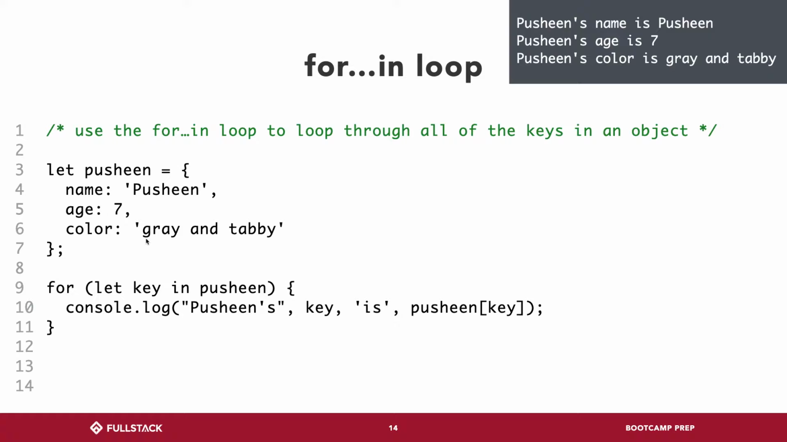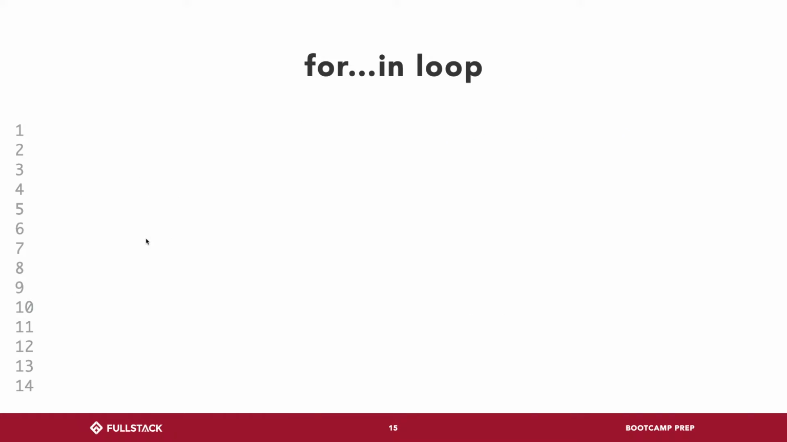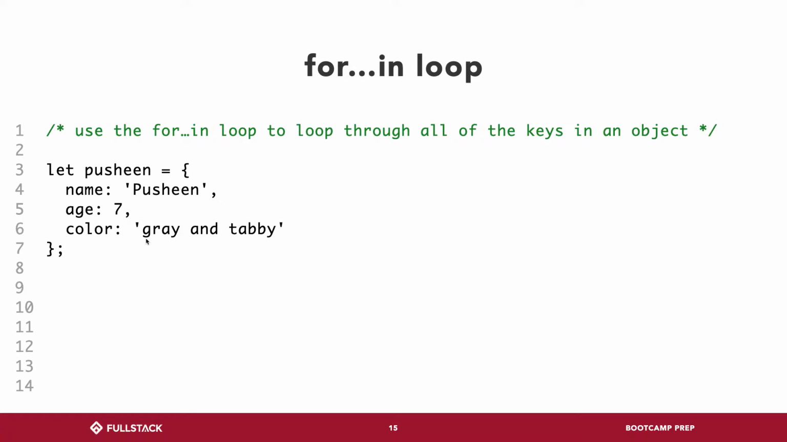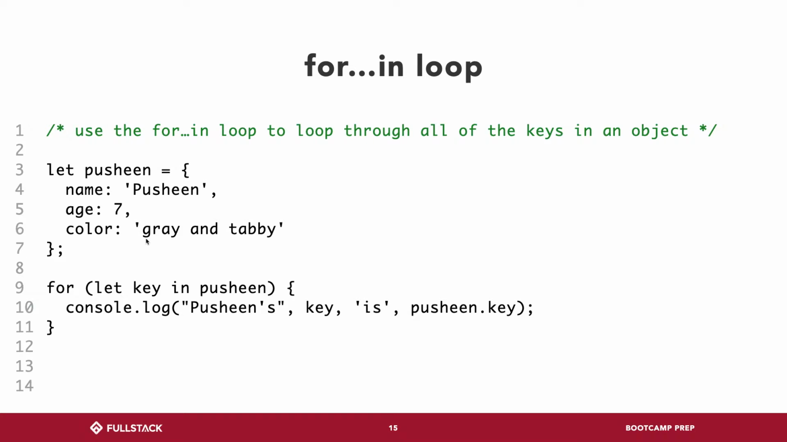Yes. So there's no concept of dot length here, right? No. You cannot find out the length unless you go in and count the number of times key is output. There is a way to find out how many things there are. I will show you in maybe 1 or 2 slides. So you use the for in loop to loop through all the keys in an object.